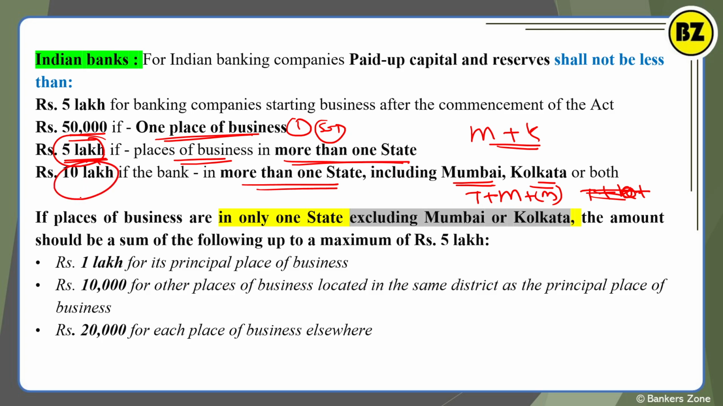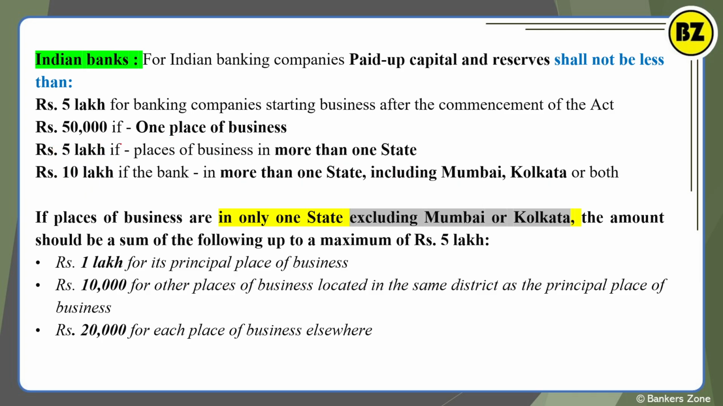So remember, the concept of 5 lakh is important. 5 lakh is a must. But if you have only one place of business, deposit 50,000. If you are operating in more than one state, deposit 5 lakh. If you are operating in more than one state with Mumbai and Kolkata, you have to deposit 10 lakh.